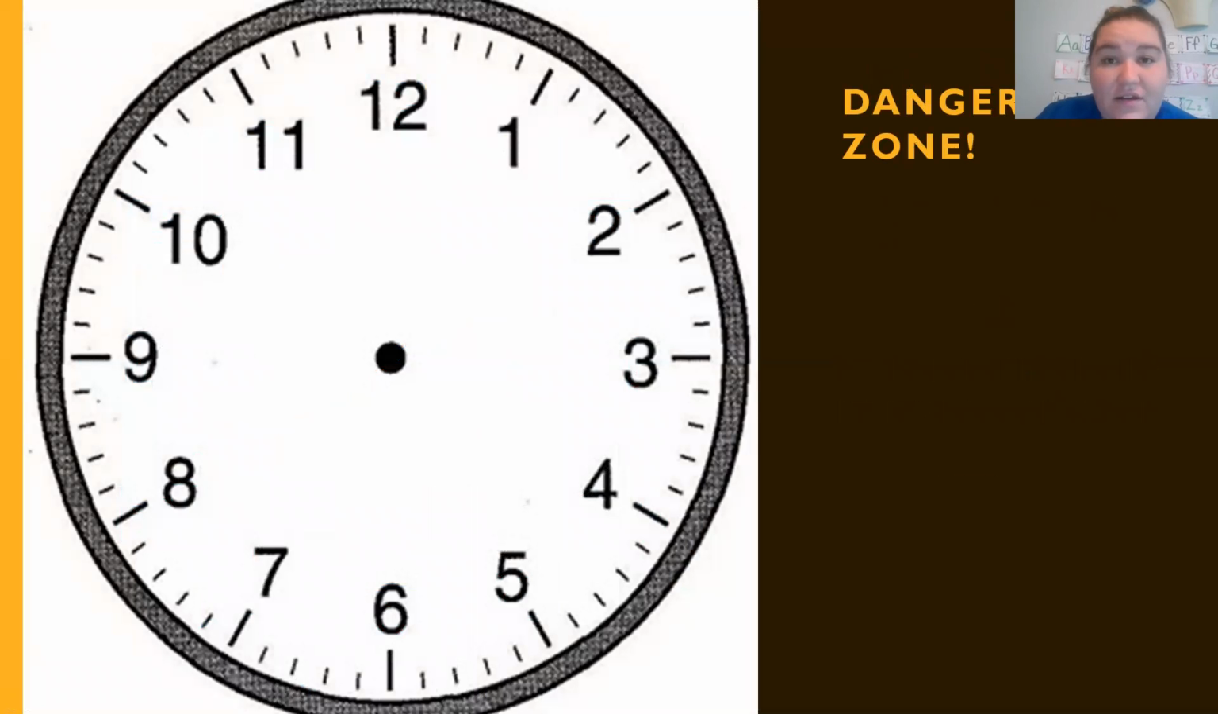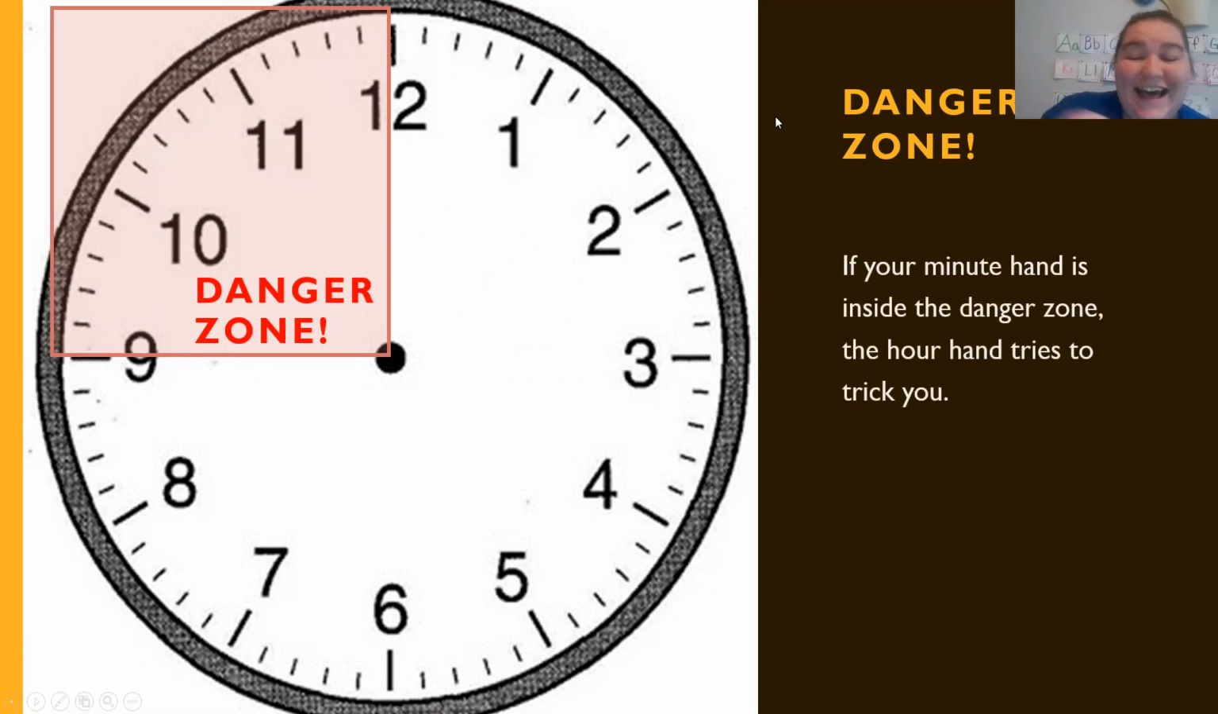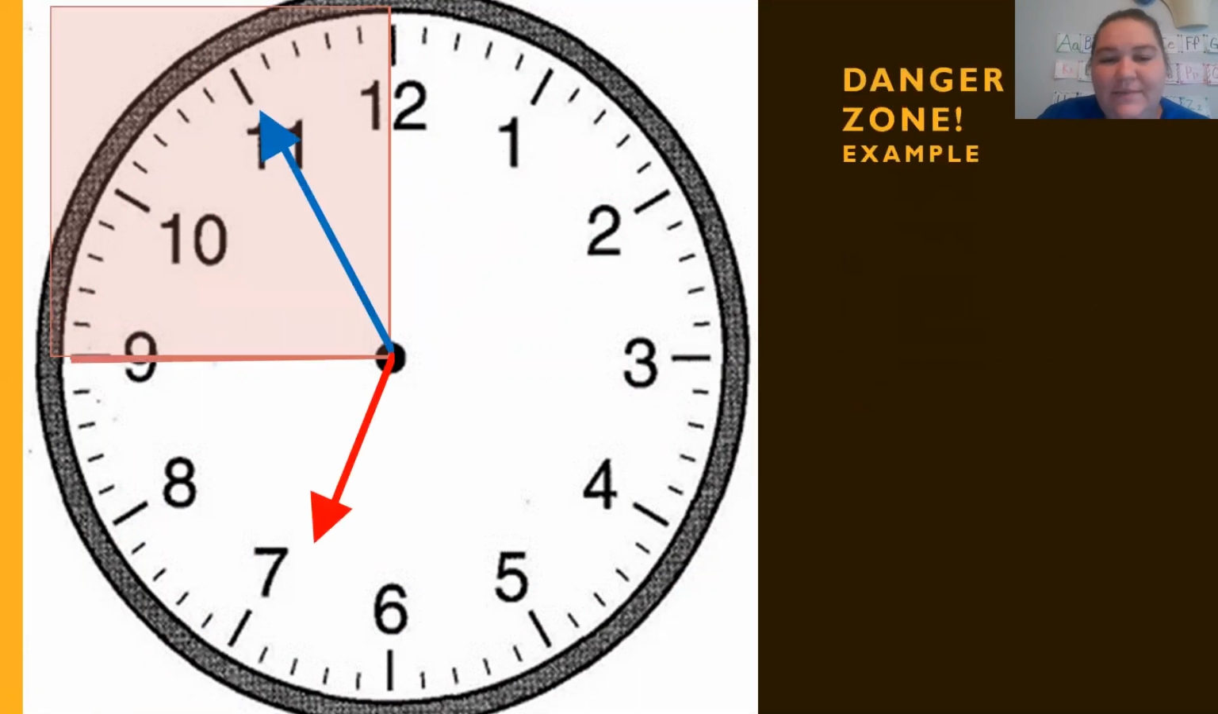Now, clocks are tricky. They have something called a danger zone. This danger zone falls between the 45-minute mark, or the 9, and the 60-minute mark, the 12, right? The 9 and the 12. This is from 45 to 0, 0, right? 45 to 59. If your minute hand is inside the danger zone, the hour hand is going to try to trick you. All right, I'm going to show you what that means in just a second.